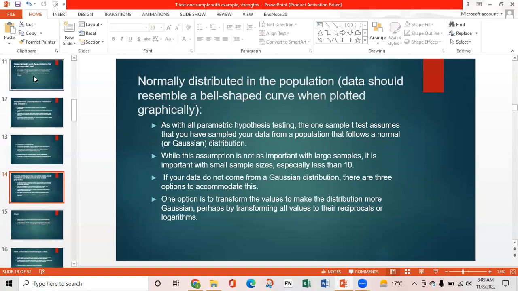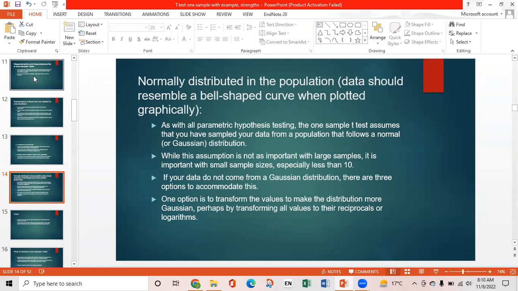A fourth point that is required is that the data should be normally distributed in the population. That is, data should resemble a bell-shaped curve when plotted graphically. As with all parametric hypothesis testing, the one sample t-test assumes that you have sampled your data from a population that follows a normal or Gaussian distribution curve. While this assumption is not as important with larger samples, it is important with a small sample size, especially less than 10. If your data do not come from a Gaussian distribution, there are three options to accommodate this.